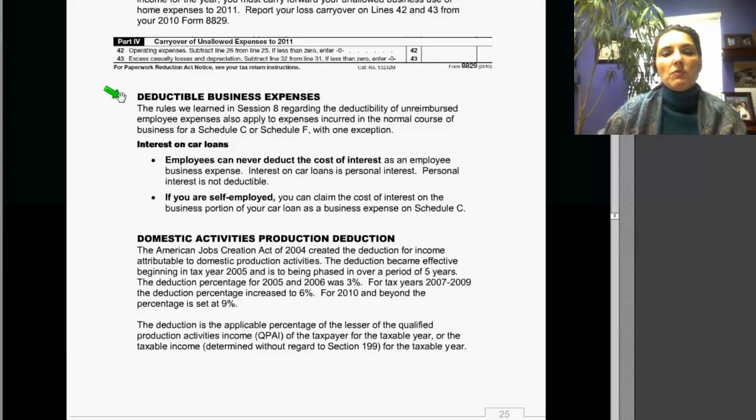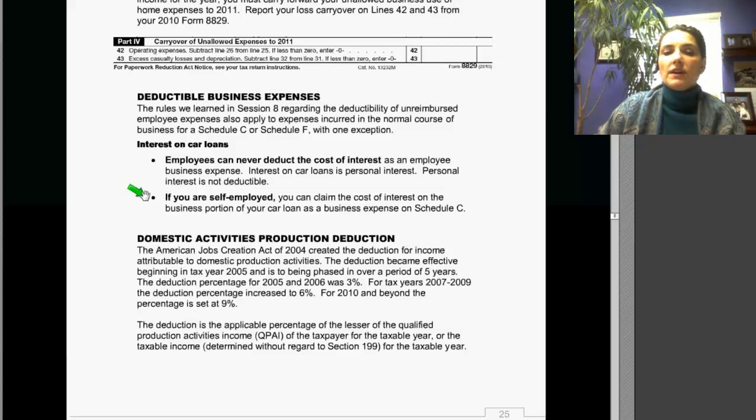But there's one exception that we wanted to point out, where there is a difference between Schedule C rules and Form 2106 employee business expense rules, and that is interest on car loans. If you are an employee claiming business expenses on Form 2106, you are never allowed to deduct the cost of interest as an employee business expense. Interest on car loans is personal interest, and personal interest is not deductible. Also, interest that you might pay on credit cards is considered to be personal interest and is not deductible.